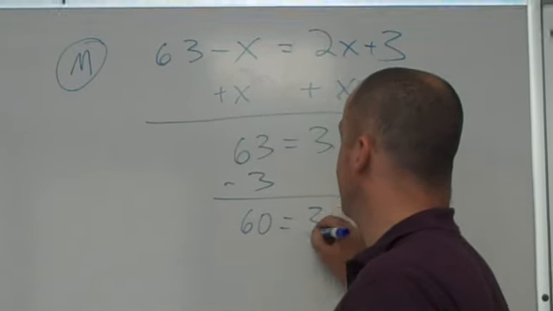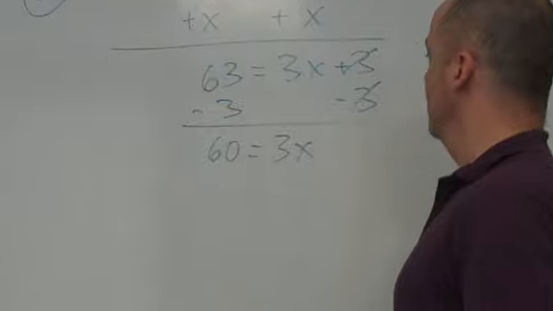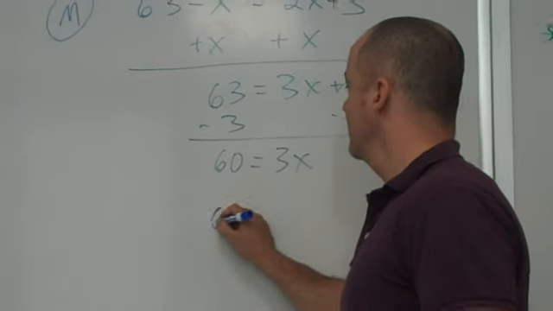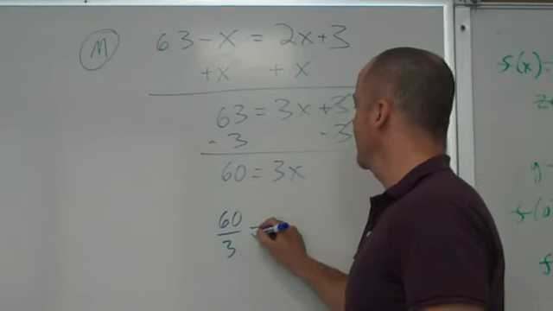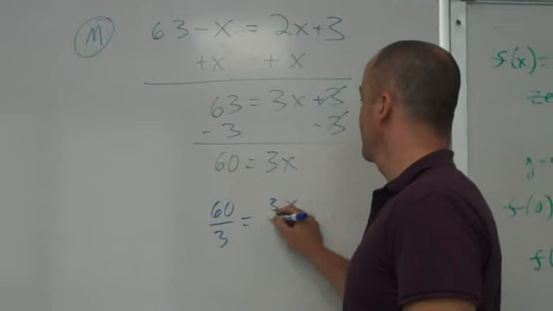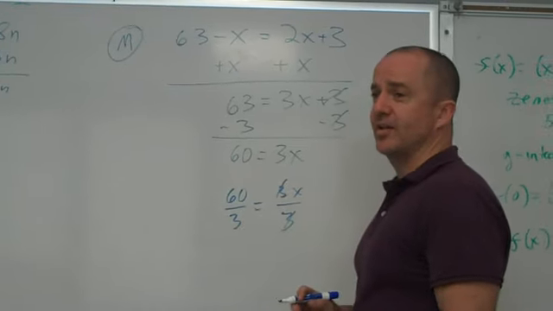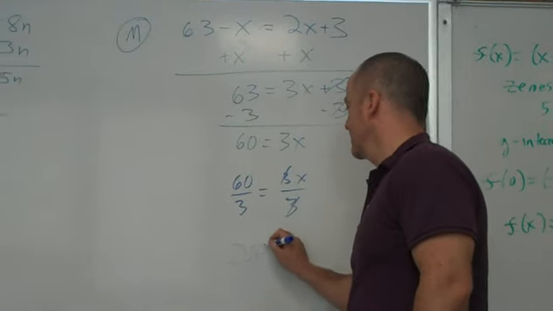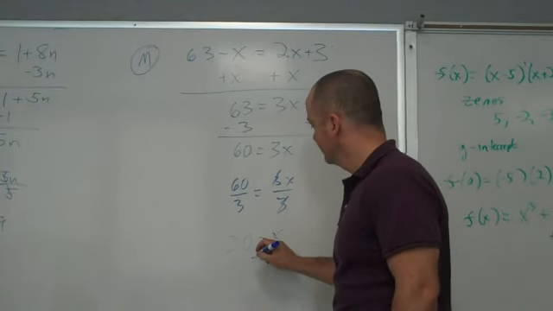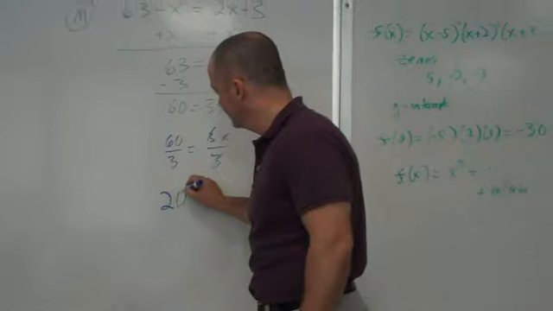60 equals 3 times x. These are divide. And now, divide both sides by 3. What is that? And what is 60 divided by 3? 20. Equals x. Nice. Okay.